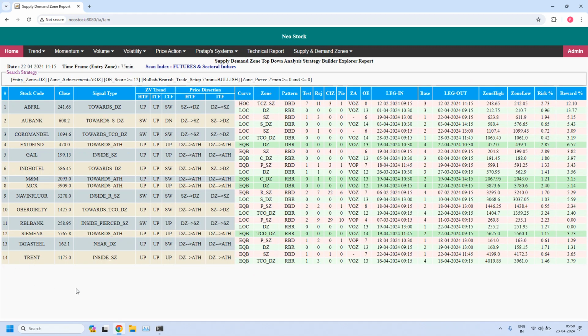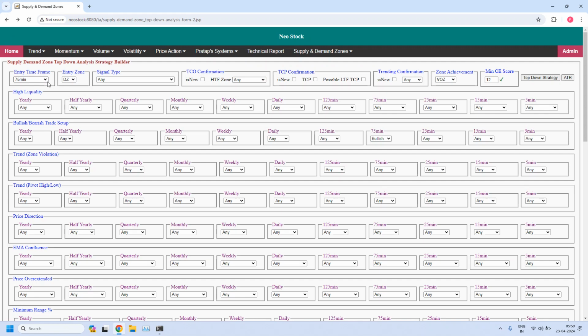These 14 stocks are supporting bullish trade setup for weekly income trade. The search strategy always helps us identify any mistakes if we make them. See here, the entry time frame is 75 minutes. The entry zone is a demand zone. And in bullish or bearish trade setup, in 75 minutes we selected bullish. So all these 14 stocks are supporting bullish trade setup for weekly income trade. Now let me go back.